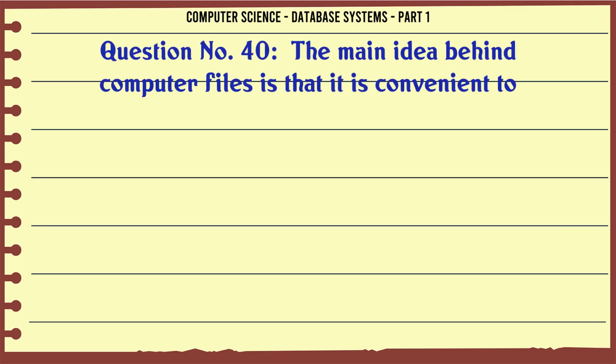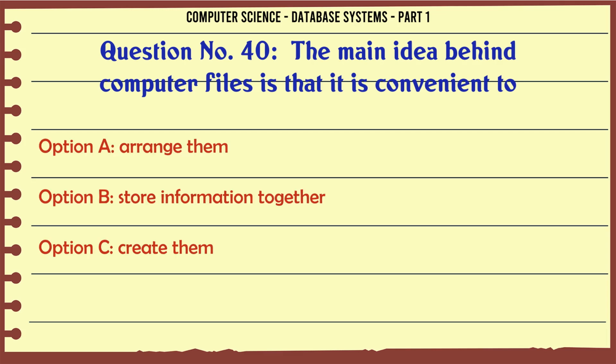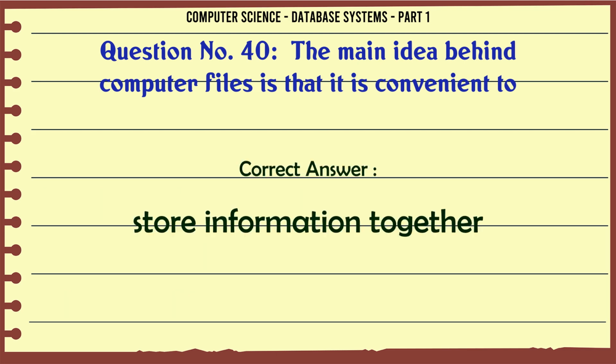The main idea behind computer files is that it is convenient to A, arrange them. B, store information together. C, create them. D, access them. The correct answer is store information together.